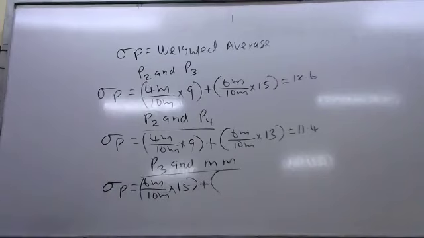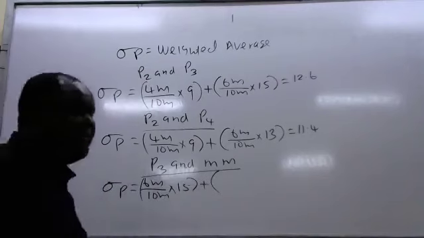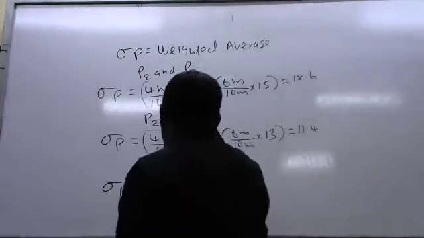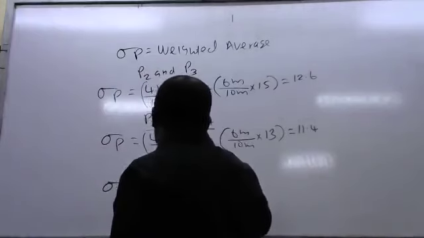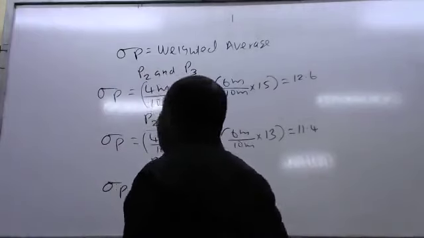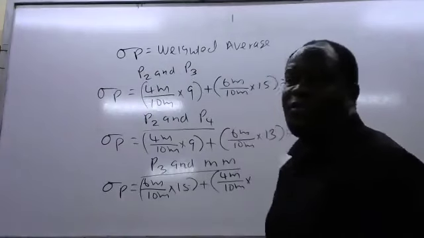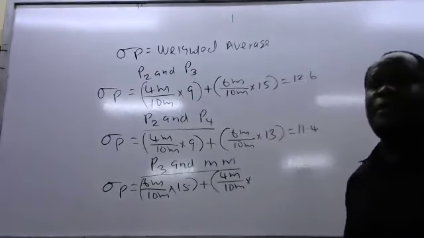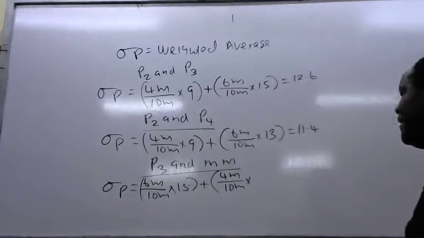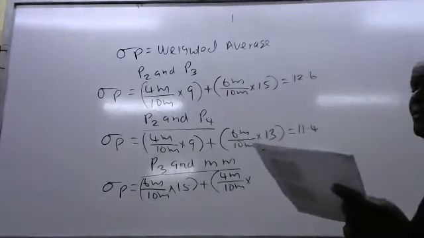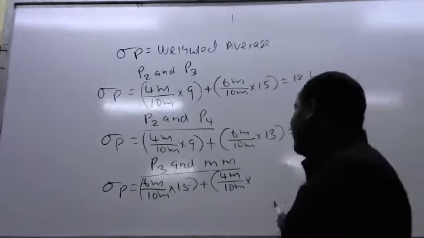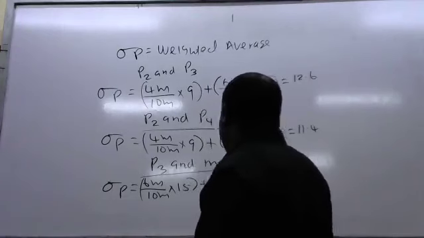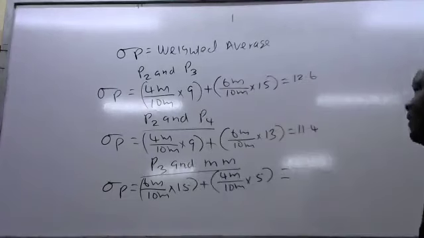So if that is the case, the money market was meant to take how much? 4 million. You also divide by 10 million. Then what is the standard deviation for the money market? The standard deviation for the money market is 5. We now also come up with the standard deviation of that combination.